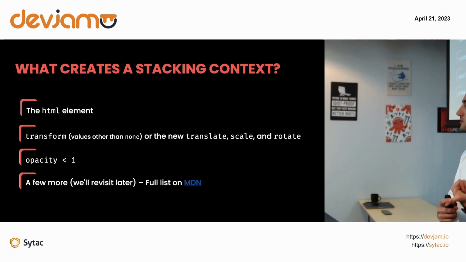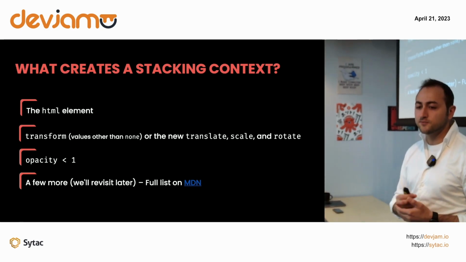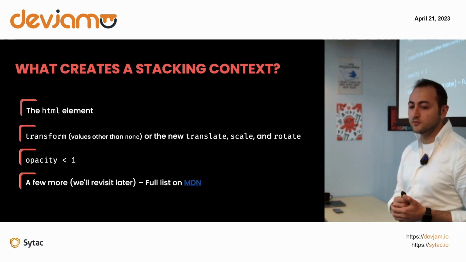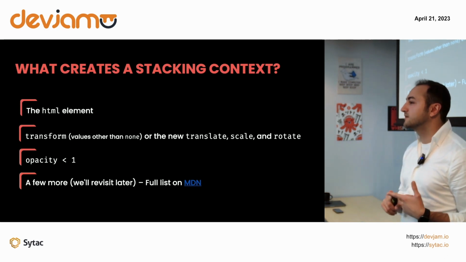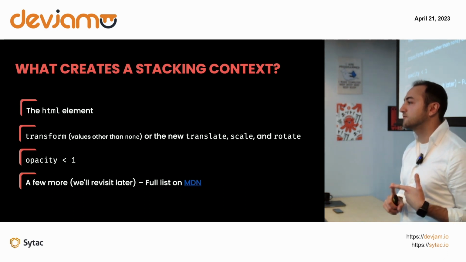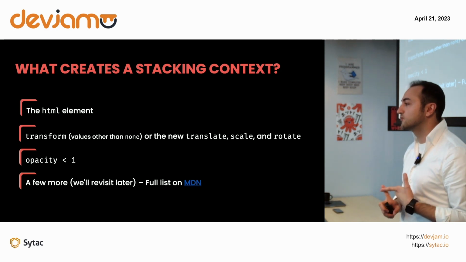Transform properties: whenever you give a transform property with a value other than none, so transform translate, scale, skew, rotate, or you can use the new translate, scale, and rotate properties. Has anyone used the new properties? Yeah, they're pretty cool. You can just say translate 2 pixels, 5 pixels. You'll see them later in the slides. They have the same effect. They all create a stacking context. Did anyone ever have a z-index issue that kind of worked when you removed the transform or a scale?